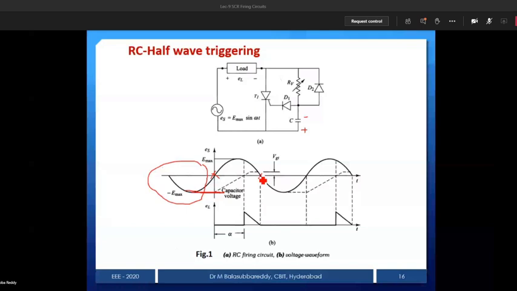D1 will not conduct instantly. The reason is the upper plate is negative, and negative is connected to the anode. So D1 is reverse biased at the moment the positive half cycle starts, but later it will conduct. How? What will happen during the positive half cycle starting instant?